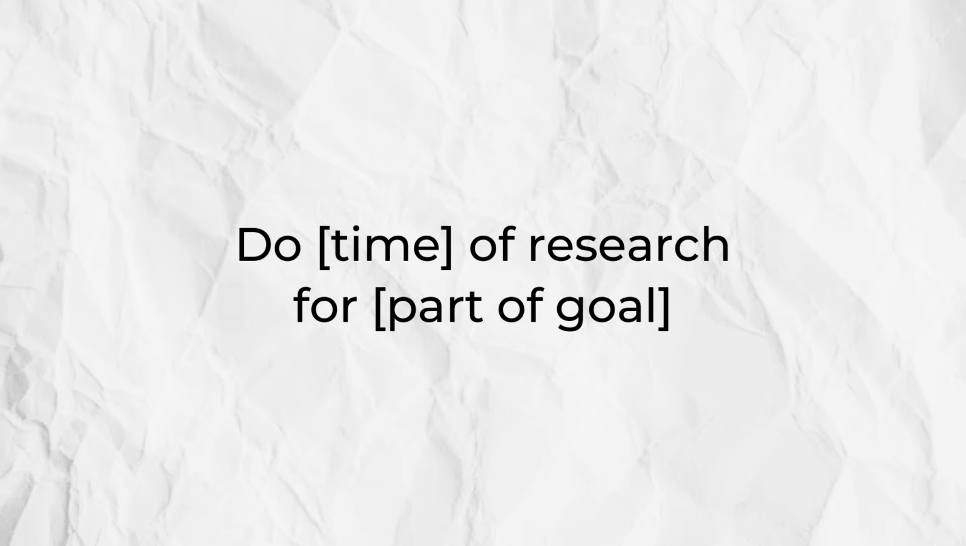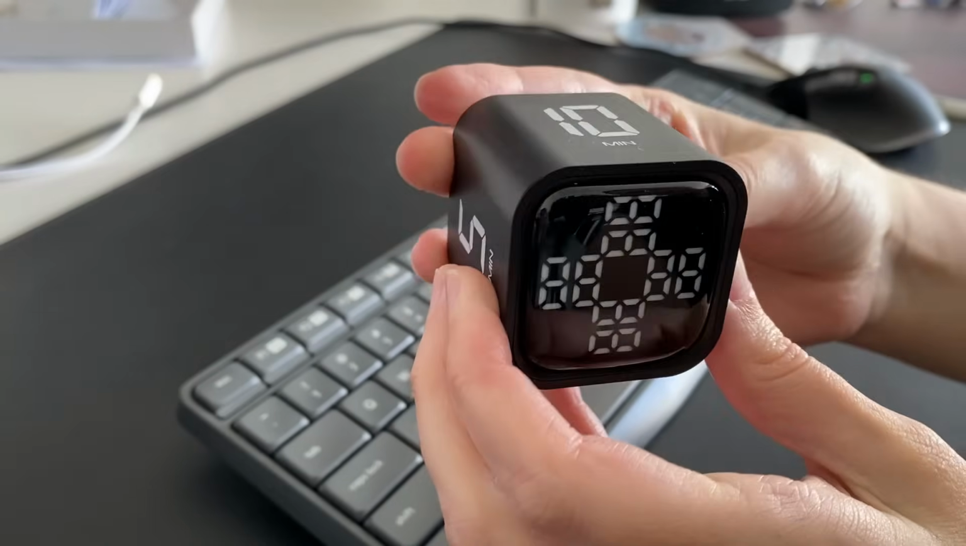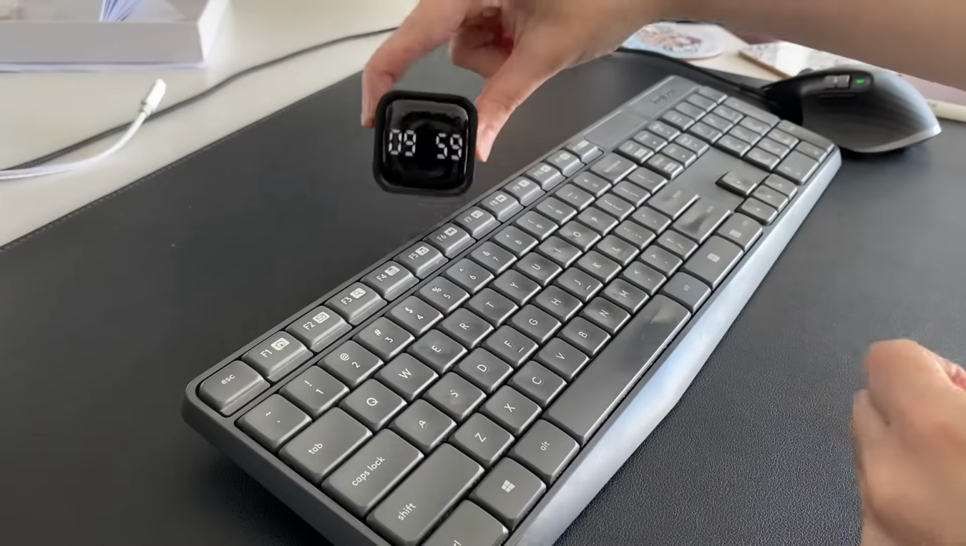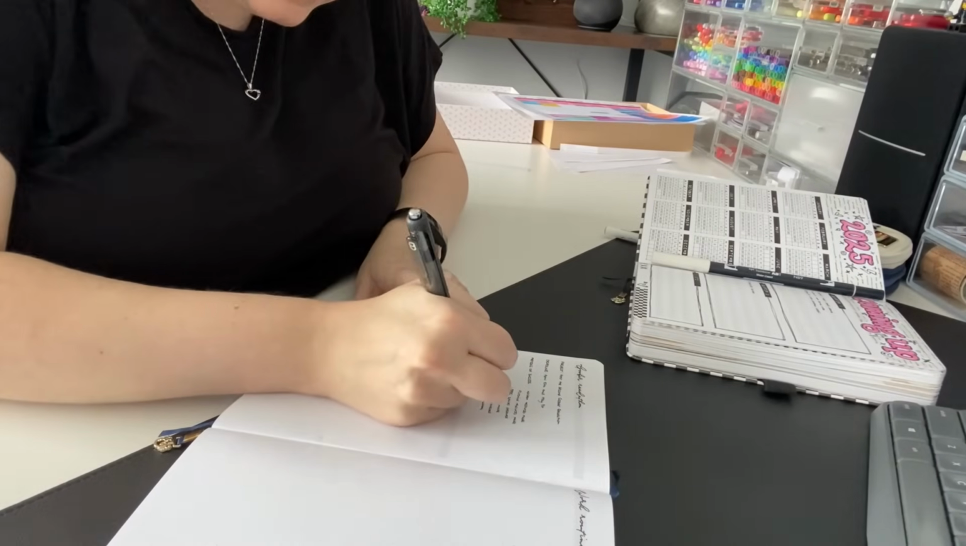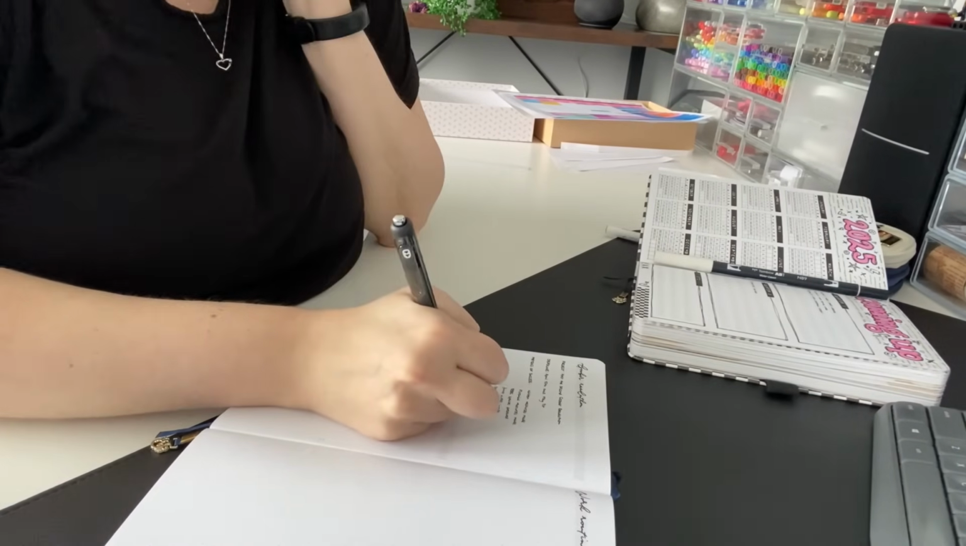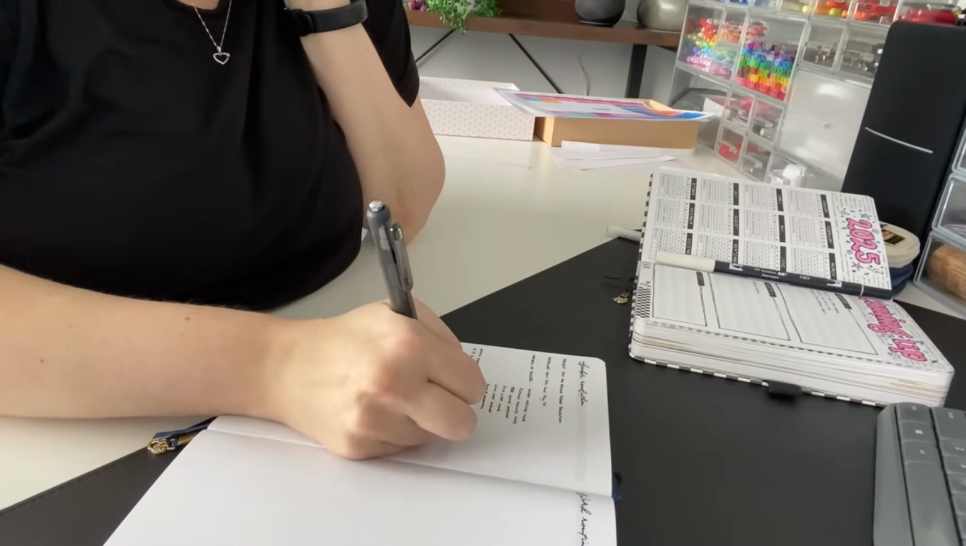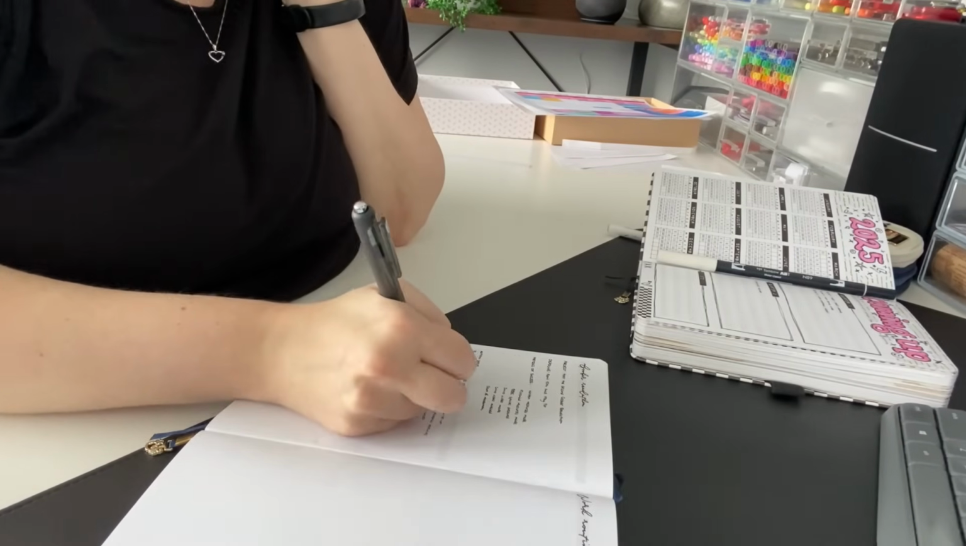Instead of just "research, insert goal here," it's "do 20 minutes of research for the goal." By giving myself that time restriction, not only will I stay on task better, but it also means that I can get on and write down other action steps and take other actions that'll actually get me closer to where I want to go.